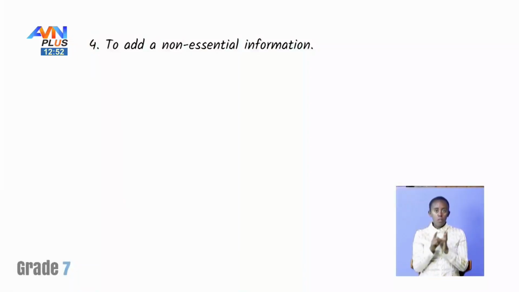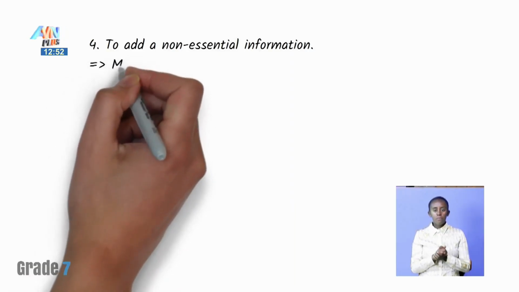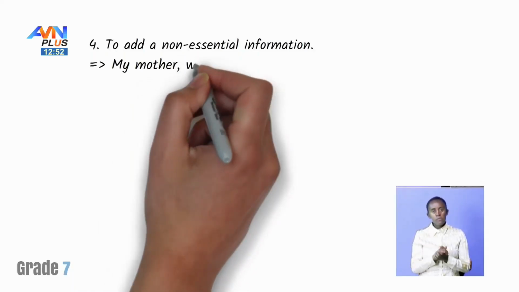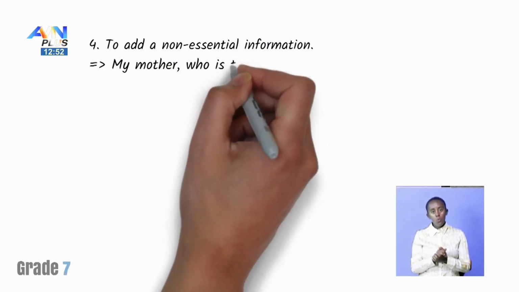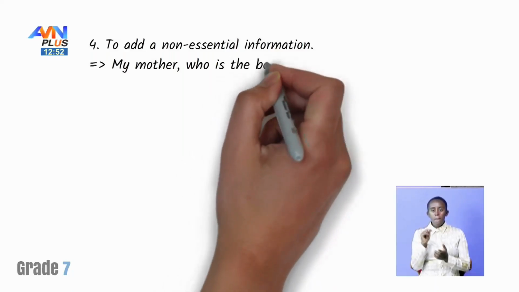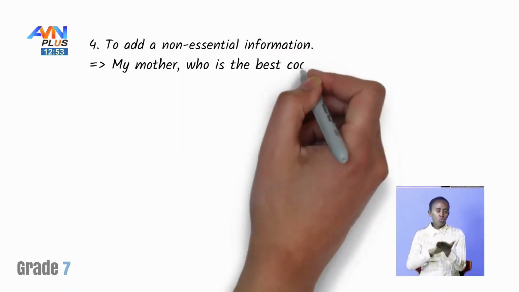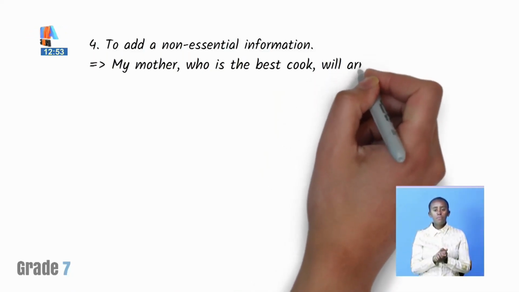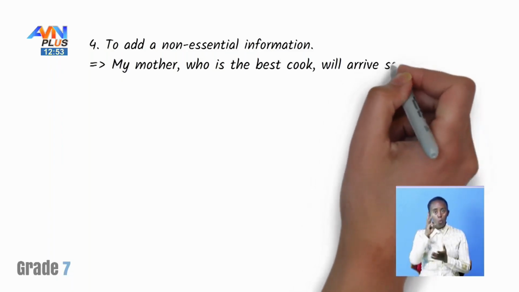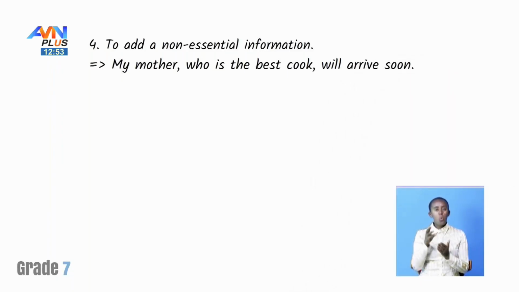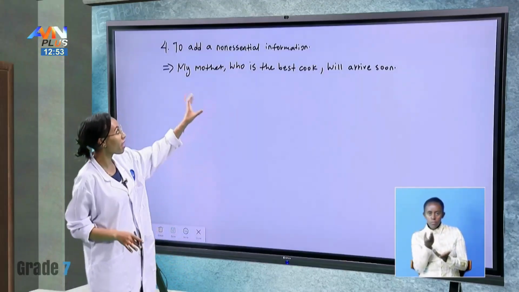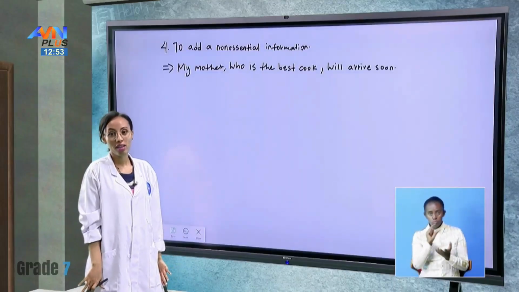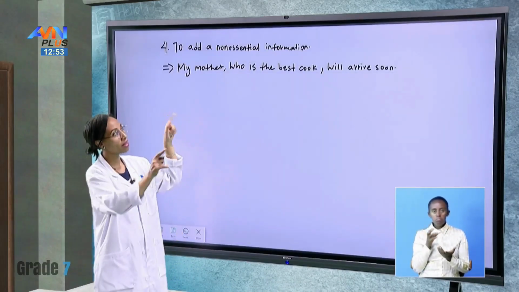For example, my mother, comma, my mother, who is the best cook, again, comma, will arrive soon. So if you see here, if we take who is the best cook out, our sentence will still make sense, and we don't need the added information.